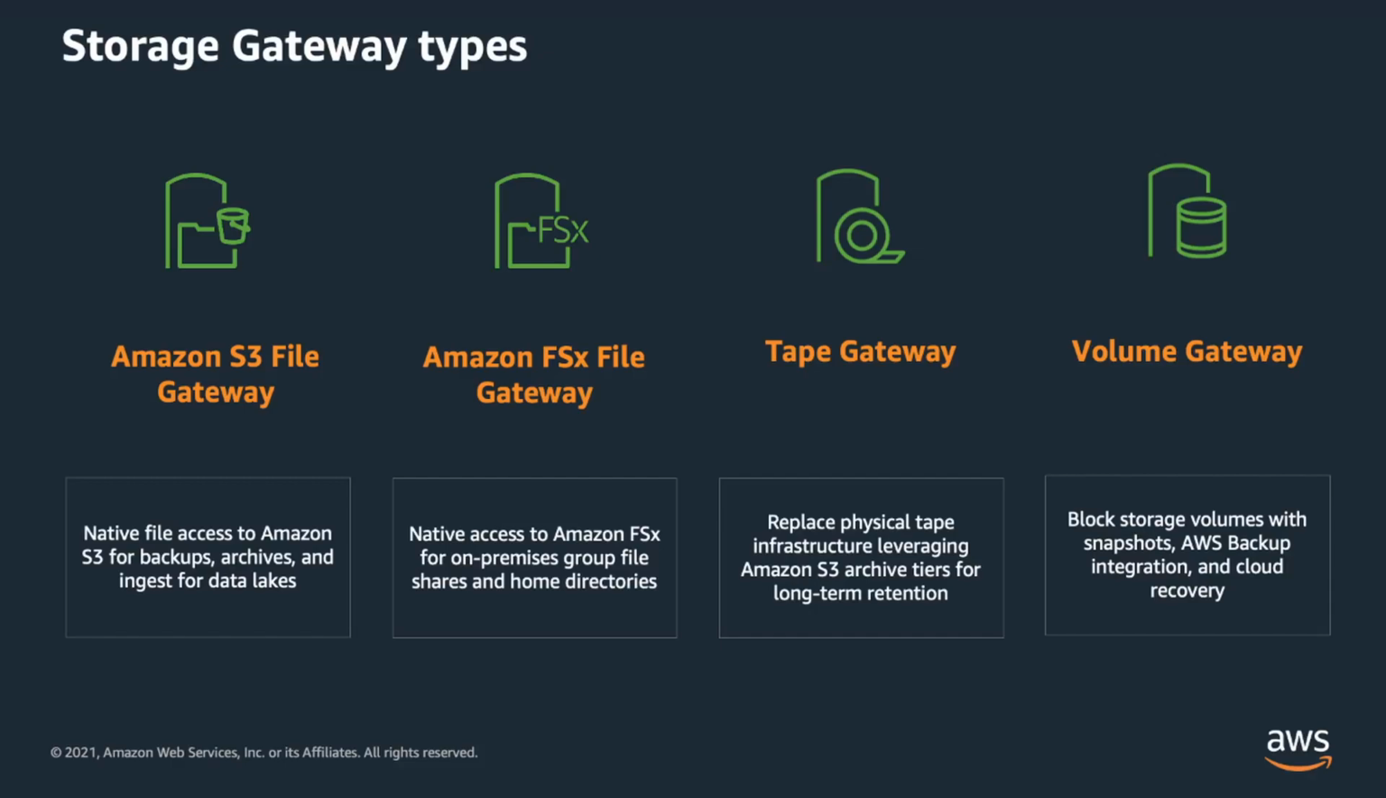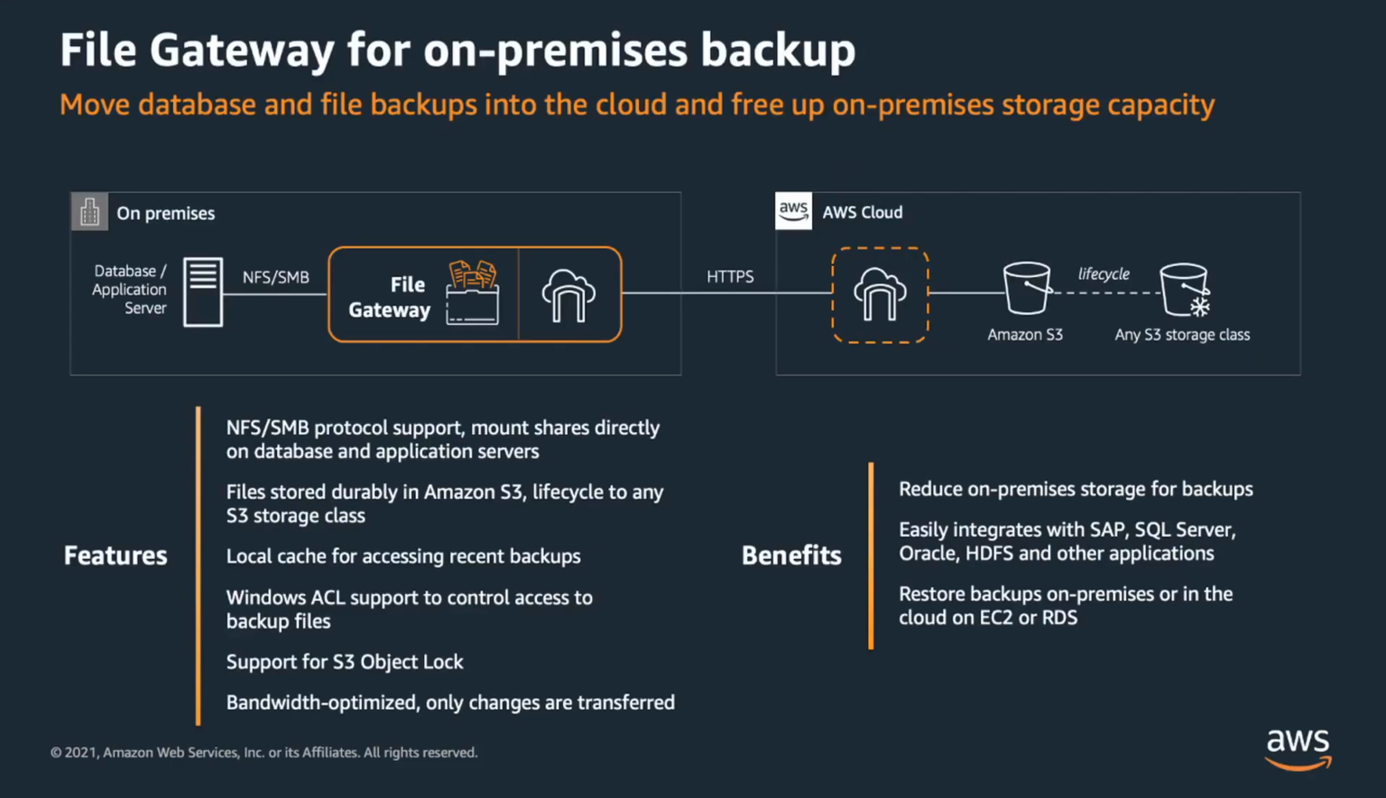The Volume Gateway presents your application block storage volumes using the iSCSI protocol, and data written to these volumes can be asynchronously backed up as point-in-time snapshots of your volumes, and these can be stored in the cloud as Amazon EBS snapshots.